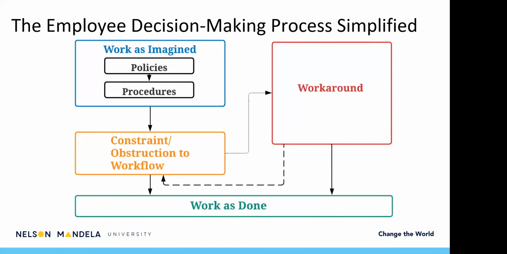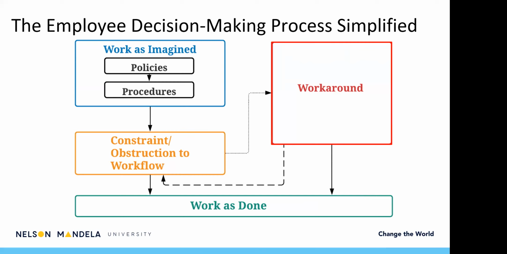The employee decision-making process simplified, continued. In this next version, however, after work as imagined, the employee may encounter a constraint or obstruction to their workflow. The constraint or obstruction to their workflow is the proxy for the environmental elements or employee disobedience for use in this presentation. The employee may either continue to work as done, the expected way, or choose to implement a workaround.